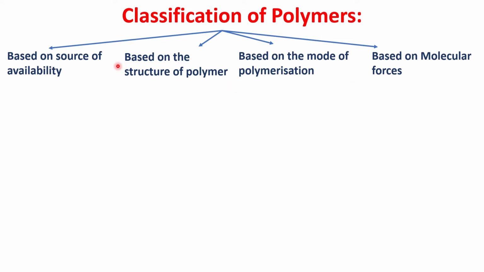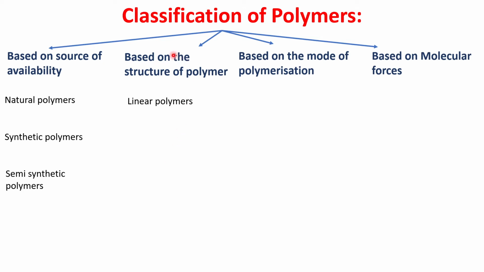So, coming to the first category, based on the source of availability, polymers can be natural, that is, they are coming from nature. For example, the plants are synthesizing cellulose, or you can see cotton. Cotton we are getting from nature, so that is a natural polymer. Synthetic polymers are those which are synthesized by man, and semi-synthetic polymers are basically those that have properties in between natural and synthetic polymers. We'll discuss these in detail.